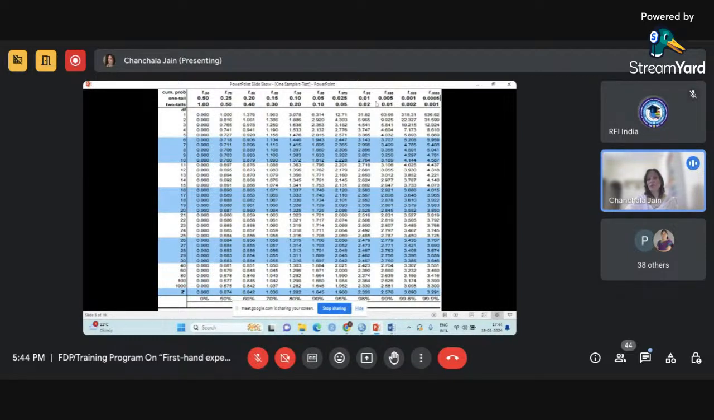One is your level of significance, that you can see in the very first row where I'm hovering my mouse. And second one is the degrees of freedom. So for the one sample t-test, the formula of degrees of freedom is n minus 1, right? So using these two parameters, we can find the t table value, right? Is it clear to all?